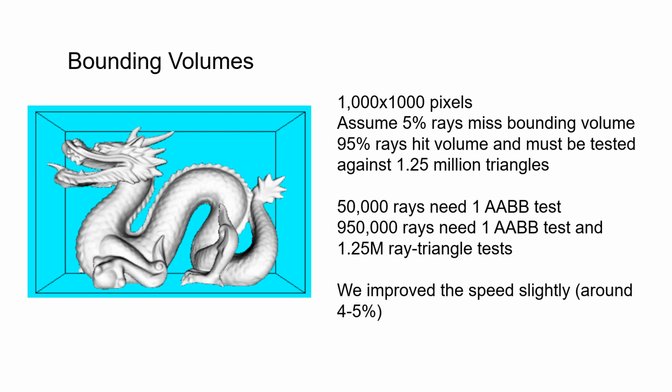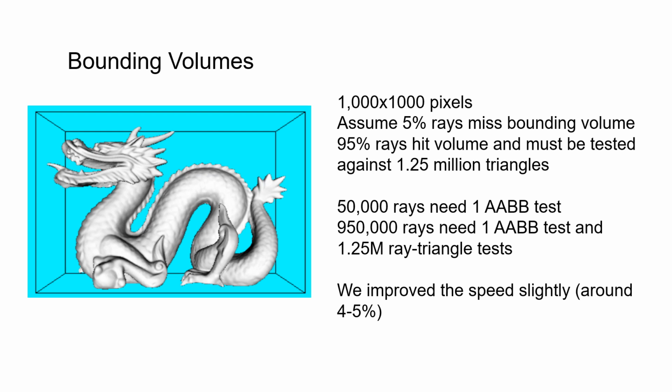First, we'll assume that there are 1000 by 1000 pixels in our image. Therefore, we will have around 5% of our rays missing the bounding volume in this example, and 95% of rays will hit the volume and therefore must be tested against the 1.25 million triangles in the mesh. So we'll have 50,000 rays that will only need one axis-aligned bounding box test against the bounding volume, and since they missed, they need no further tests.